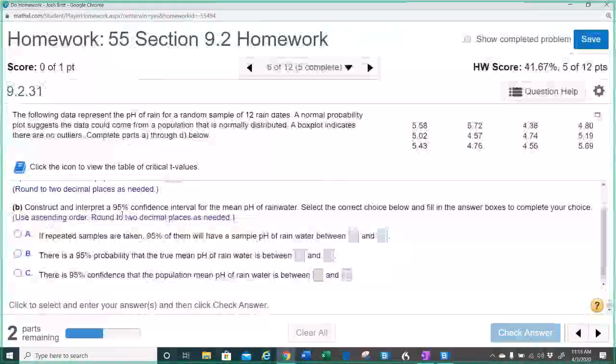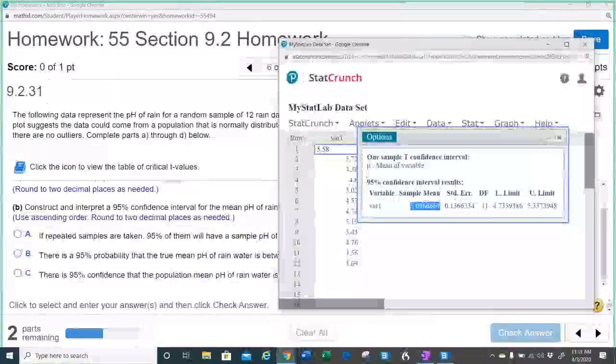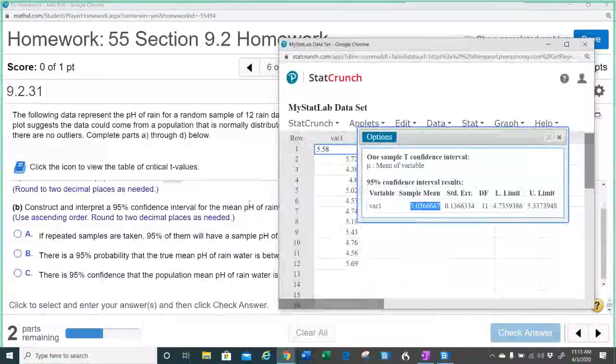Now, here's where they give you 95. It just so happens we left it at 95, right? So if it changes, just be sure to go back and change that. So now we've got, what are we doing? 2 decimals. So we got 4.74 and 5.34. So let's go back over here.